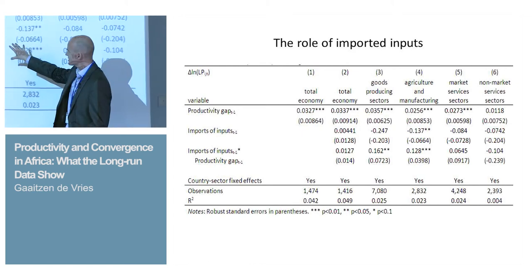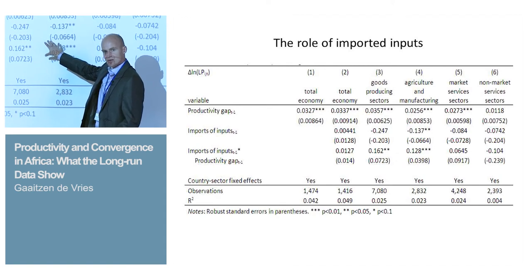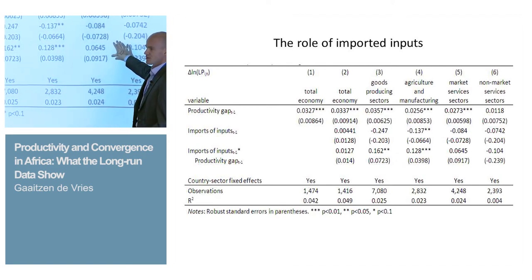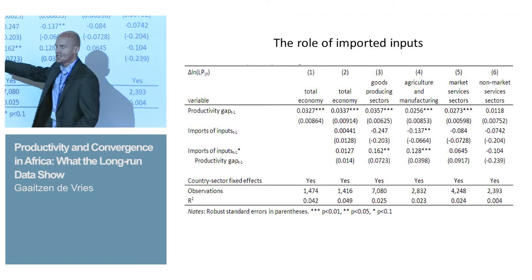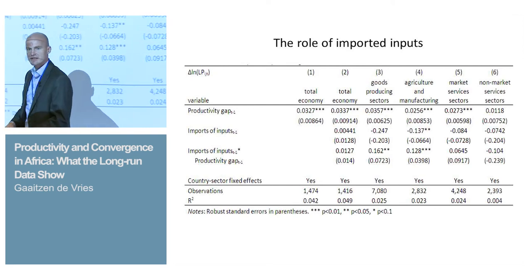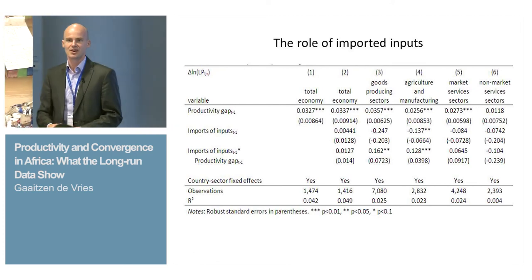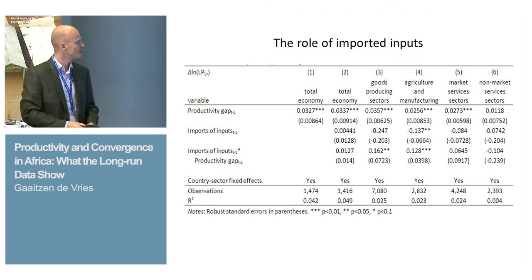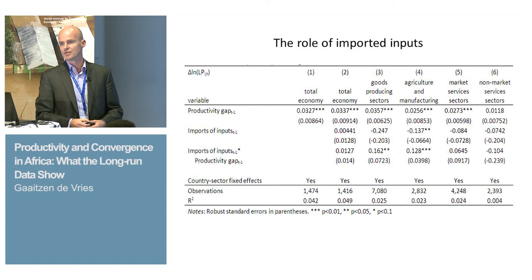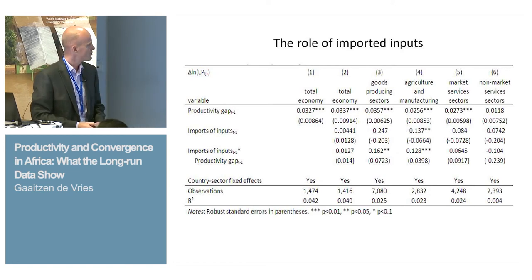So what it suggests is that for these sectors you do have a positive effect, for a lot of services you don't, and as a result you also do not observe an effect in the aggregate. And in my opinion, this provides a bridge in this literature for where these effects from the imports of inputs are coming from.